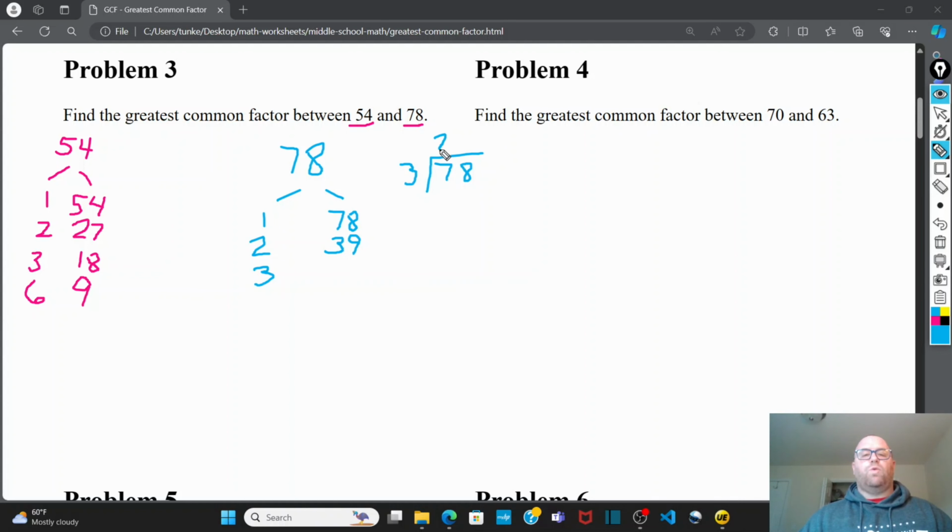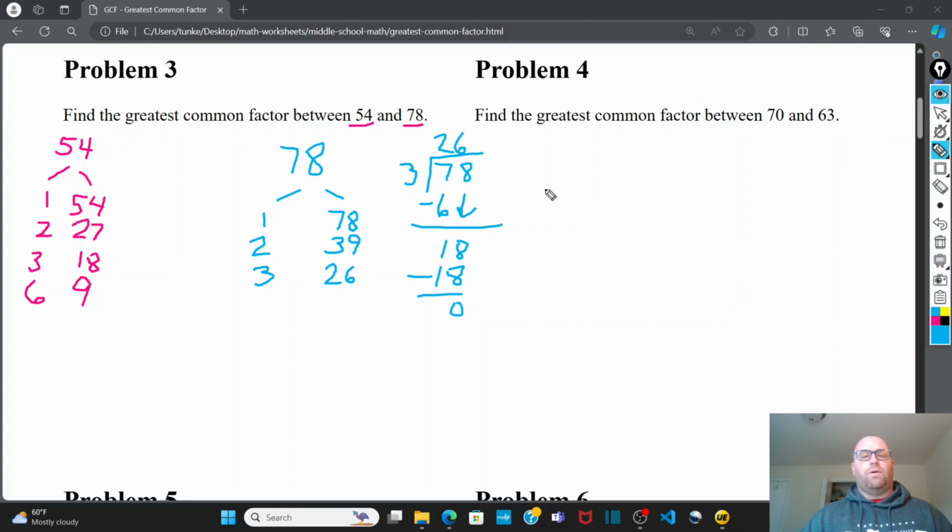3 goes into 7 twice. 2 times 3 is 6. So 7 minus 6 is 1. Bring down the 8. 3 goes into 18 6 times. 6 times 3 is 18. 18 minus 18 is 0, right? So 3 times 26, remainder is 0. That means these perfectly work together to multiply to 78. So 3 times 26 will give me 78.